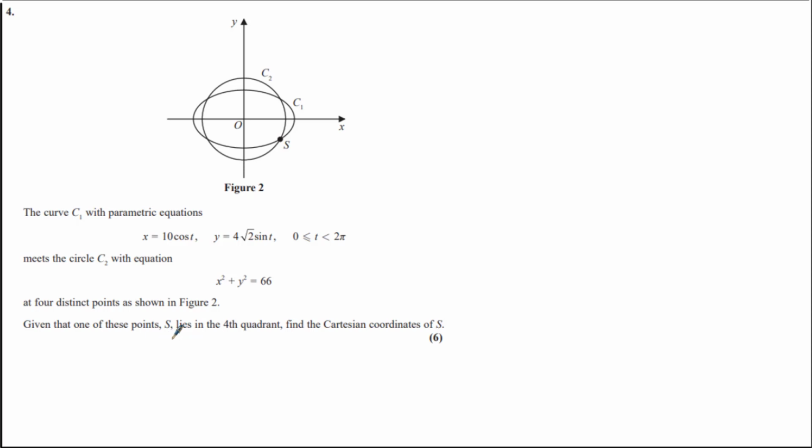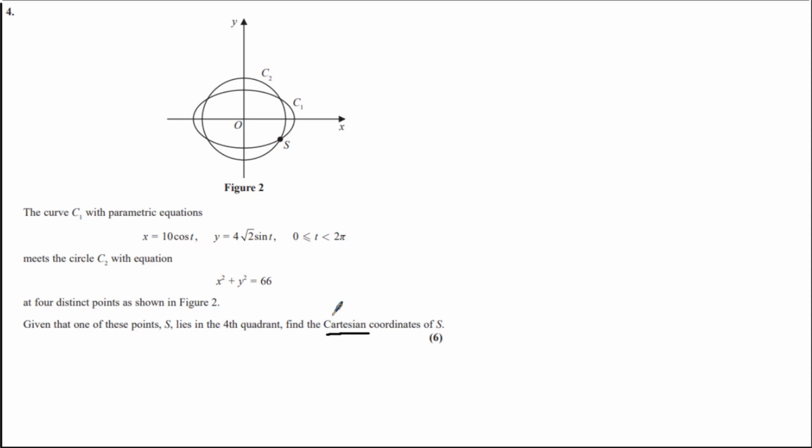So S is one of the 4 points where the curves C1 and C2 meet, and we've been told that it lies in the 4th quadrant. They've been kind enough in this question to show us exactly where this point lies, but you should remember where your quadrants are. This is the 1st quadrant, the 2nd quadrant, the 3rd and the 4th. Now we've been asked to find the Cartesian coordinates of S.